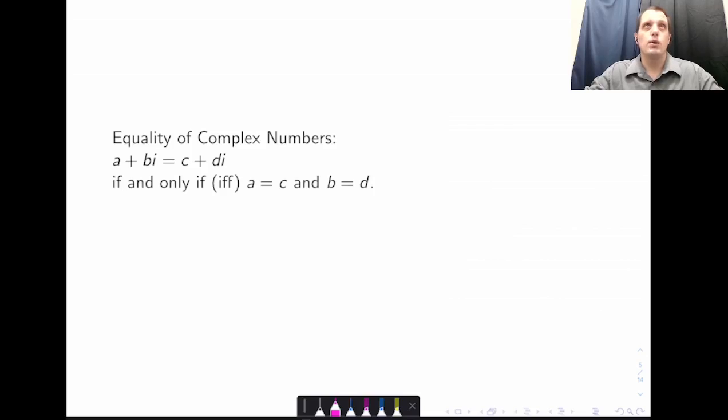So we have the equality of complex numbers. If we have a plus bi equal to c plus di, these two things are equal if and only if, by the way, this is some math terminology you might see in the future, a is equal to c, so the real portions are equal to each other, and also b is equal to d, the imaginary portions are equal to each other.